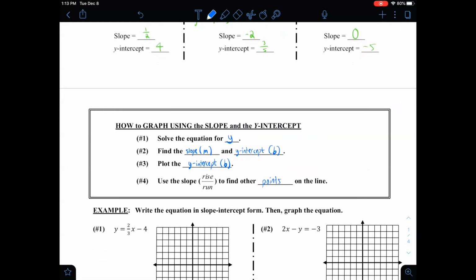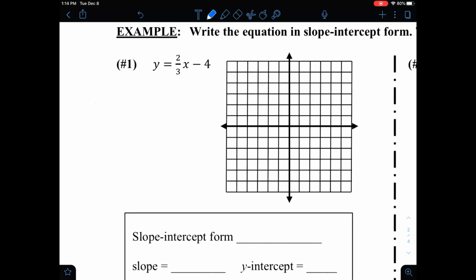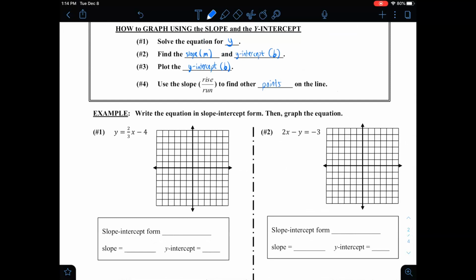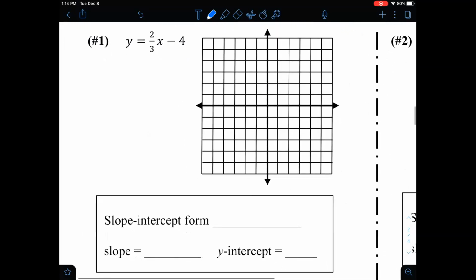So we're going to start with some easier ones, and we'll work our way up to some harder ones, then we'll get into day 2 after that, okay? All right, so we have number 1 here. It says write the equation in slope-intercept form, then graph the equation. Is this one in slope-intercept form? Is y by itself? Y is by itself, so we can just rewrite the equation the way it is. Y equals 2/3 x minus 4.